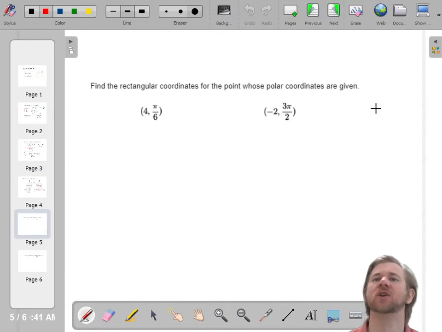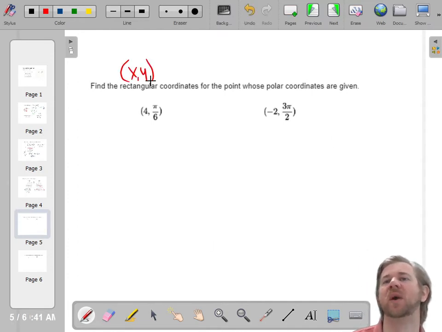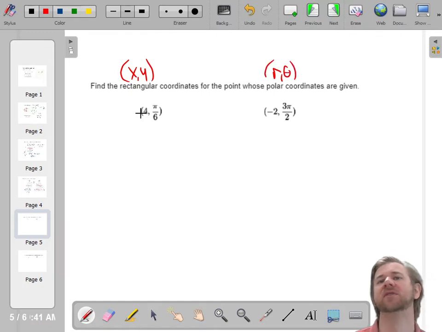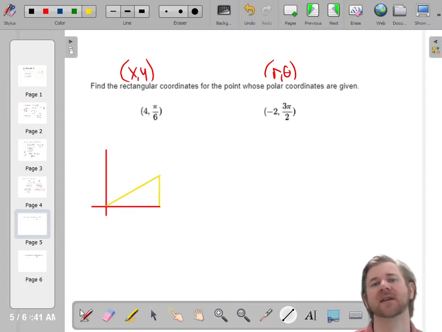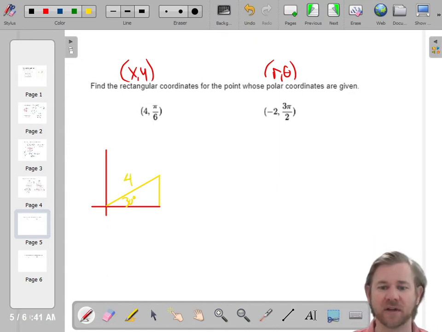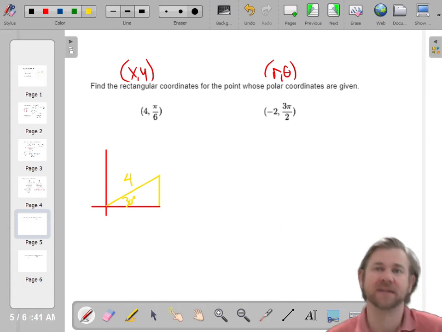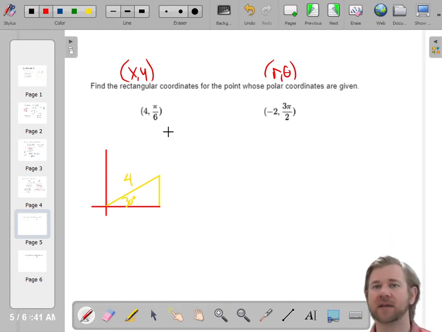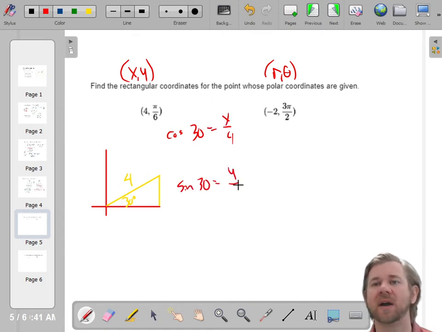Let's find rectangular coordinates. So rectangular means I want x, y, and I'm giving you r theta. So this is a radius, and that's an angle. Let's draw it. Pi over 6 is in the first quadrant, and that is a 30-degree reference angle. The radius is 4. So this is almost exactly the same as what we just did with vectors, only now we're doing it with polar coordinates. So I'll do the x-coordinate first. The cosine of 30 is x over 4, and the sine of 30 is y over 4.